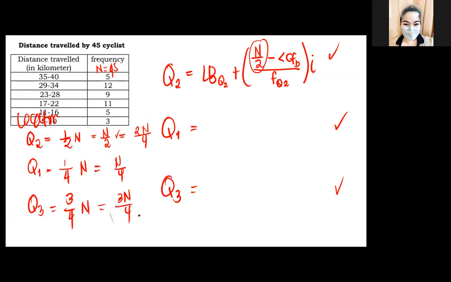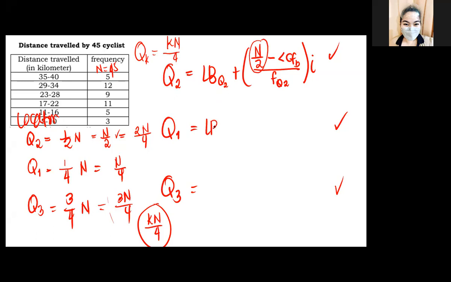Mapapansin nyo, meron silang pattern. Yung pattern nila is k times n divided by 4. Okay? Which is very important. Si k times n divided by 4, yan po yung locator ng Q sub k. K times n divided by 4. So, paano pag Q sub 1? Ano yung magiging formula natin?